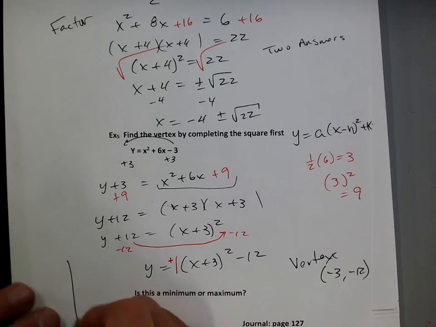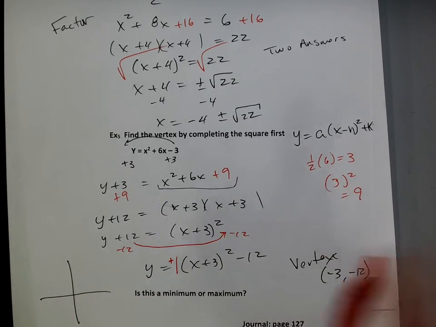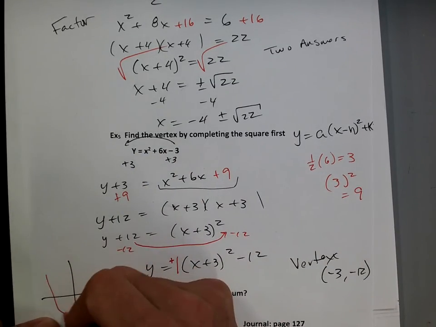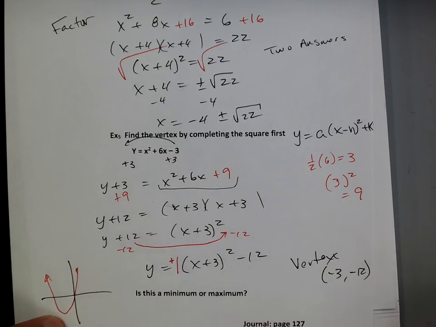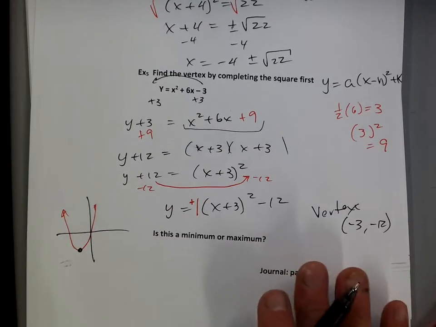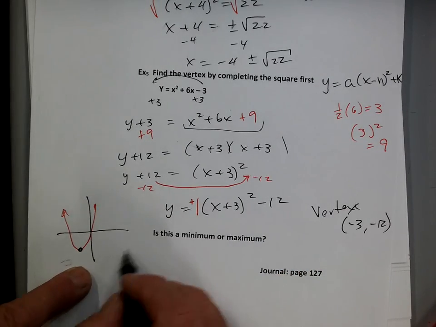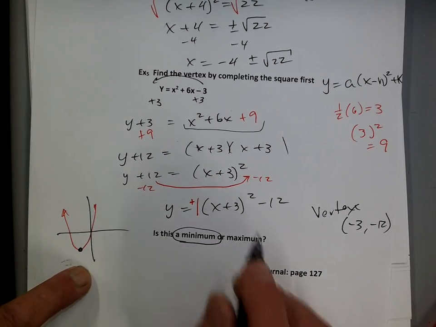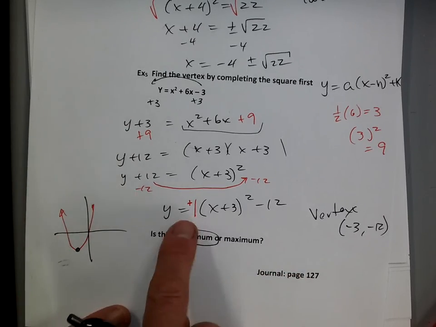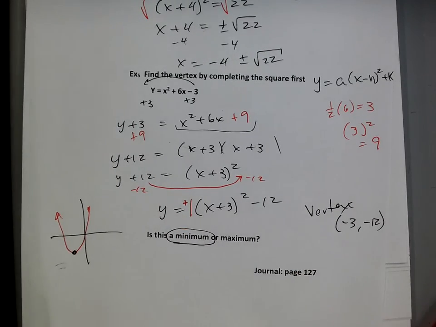Because that's the case, we know the parabola has to look something like this. Right? The vertex is this point right here. Now that's the very bottom point, right? So that means this is a minimum, not a maximum. If the graph was upside down, if that was negative, it'd be a maximum. Okay, that's what I have.